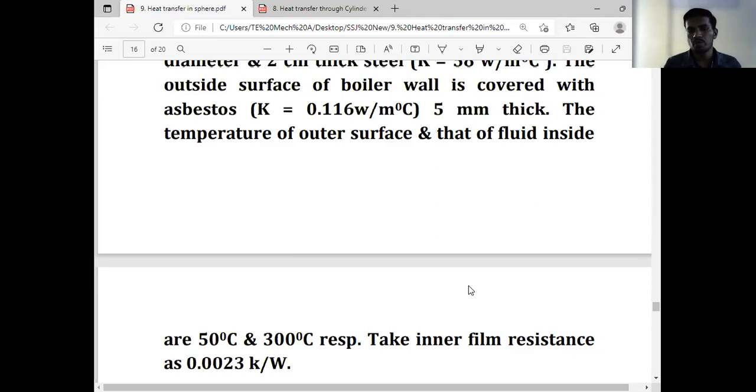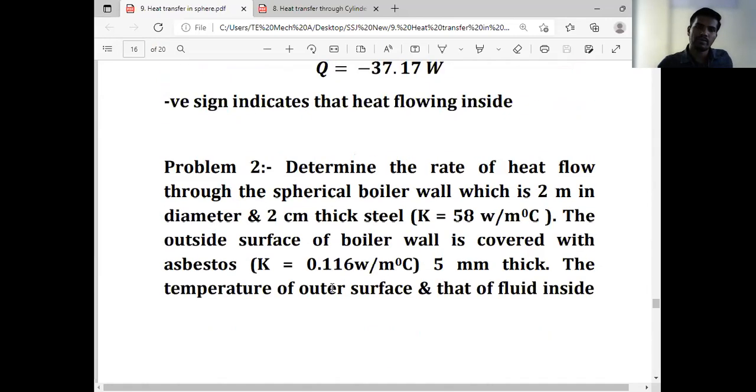Okay. So first of all, read that problem carefully. Understand what is to be given. Whatever the things are given to us, we have to write down. Then see what they have asked us to calculate. Determine the rate of heat flow. Means what we have to calculate. Rate of heat flow means Q has to be found out.